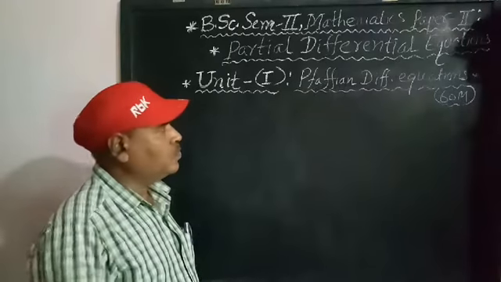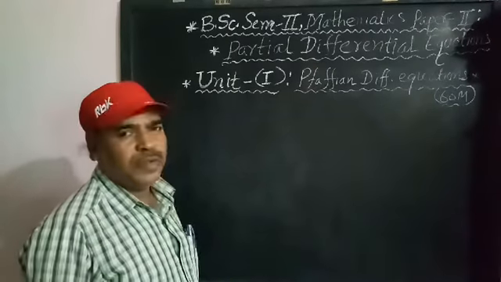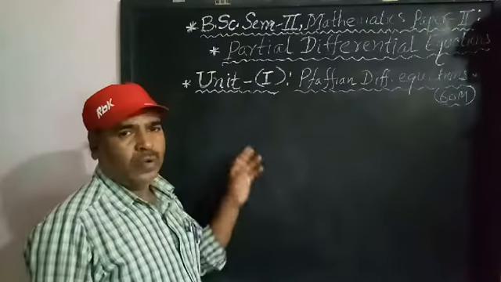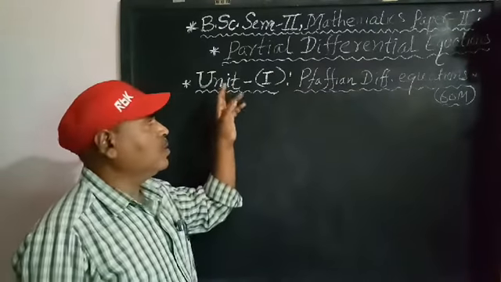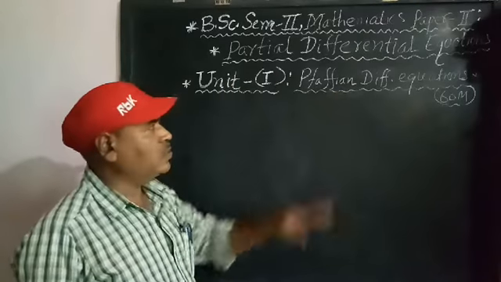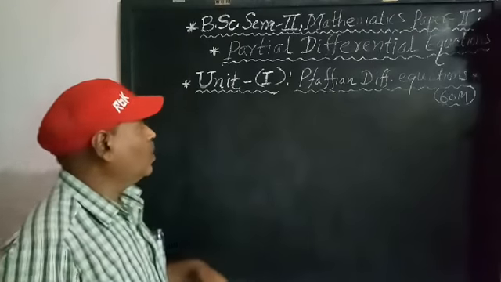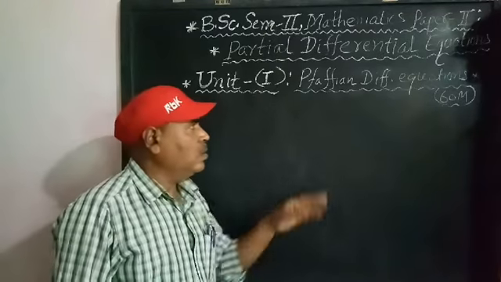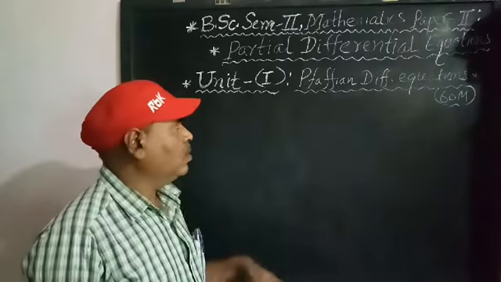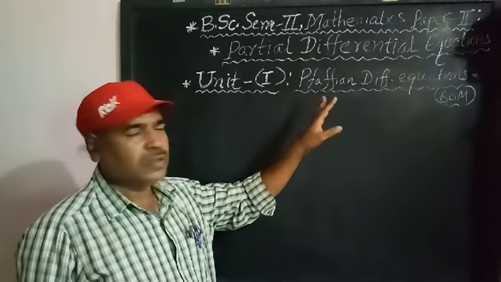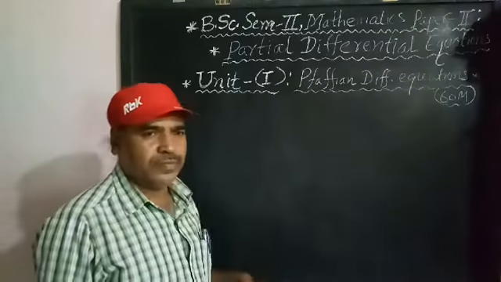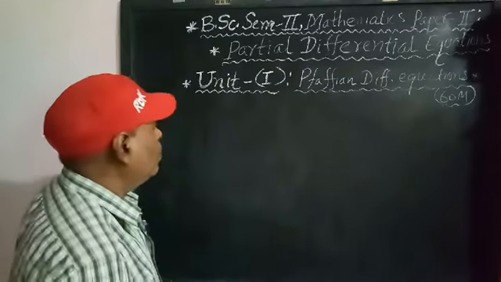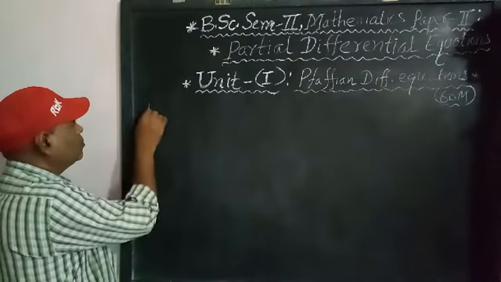All of you welcome in our first period of mathematics paper 2. We will study the paper partial differential equations. First we will see unit 1, Pfaffian differential equation, or it is also called total differential equation. First we will see the definition of the Pfaffian differential equation.